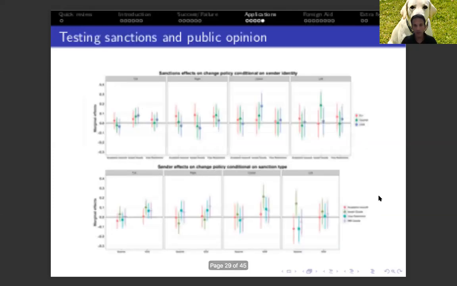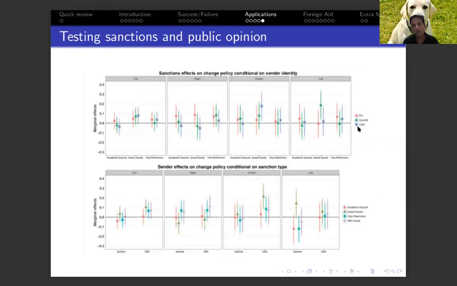Now, for the survey, we see here also, again, we have to look at where the markers do not cross the zero line. And we see here different types of senders. The colors represent different types of senders, whether it is the EU or the US or the Quartet. And it's very, very small, so I don't know if you can see, but these are different types of sanctions.